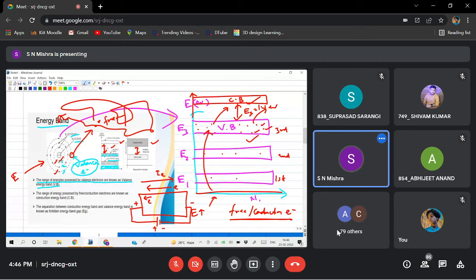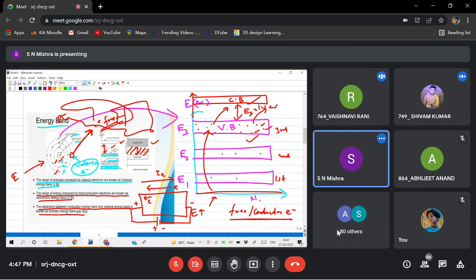That means I have to spend 1.1 electron volt. After that only will this bound electron come out of the atom and become free, and it will give you the conducting property of the material. So the range of energy possessed by free or conduction electrons is known as the conduction band, which is above the valence band, and the separation between the conduction band and valence band is known as the energy band gap. No electron can stay in this forbidden energy gap, that's why it is called forbidden. Either they can stay in the valence band or in the conduction band. Once they acquire 1.1 electron volt, they will jump from the valence band to the conduction band. Until they get that energy, they will stay in the valence band. Is the concept clear?